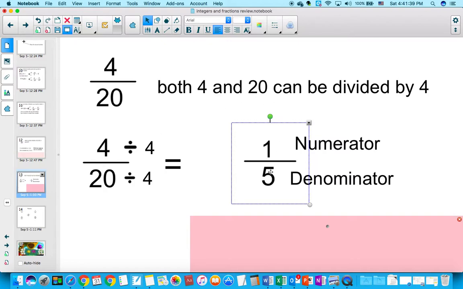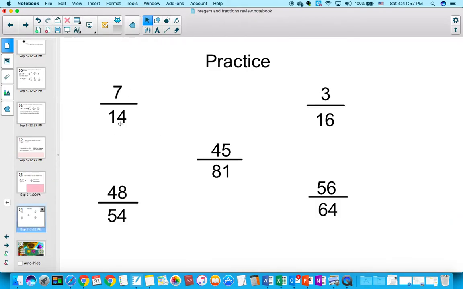Put 4 over 20, 4 divided by 20 in a calculator. Put 1 divided by 5 in a calculator. You'll get the same number. They're the same value. It's just 4 and 1. Well, 1 is a simpler number. It's smaller. 20 and 5, well, 5 is a simpler number. So it's called simplifying. So let's do the first one here.